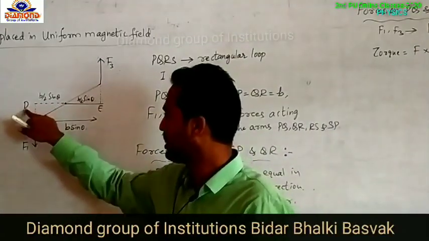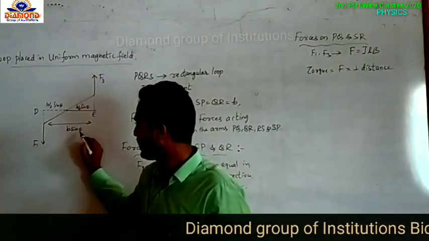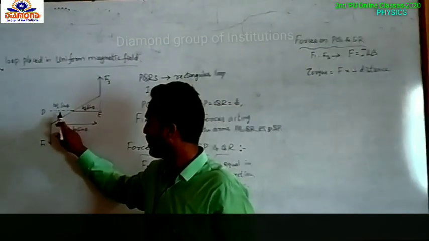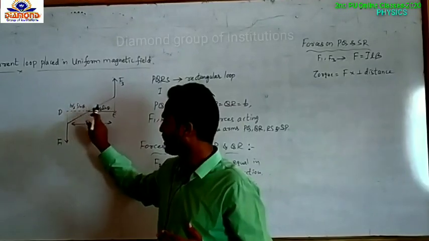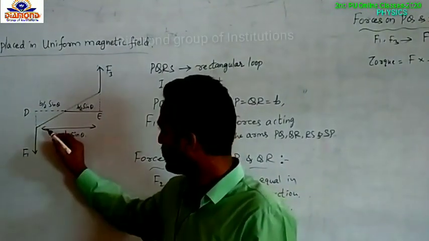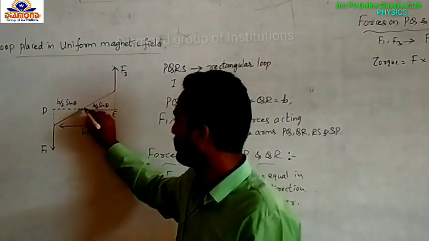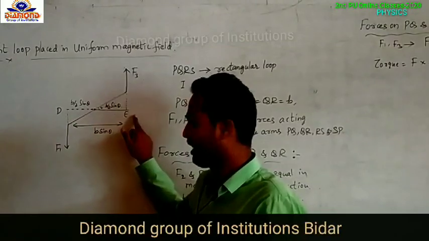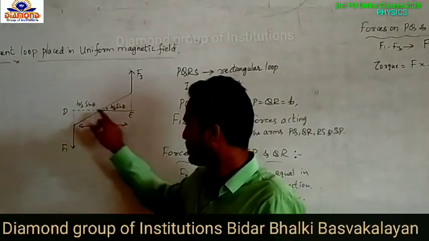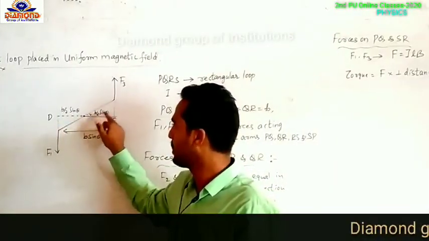So this DE has a component, B sin theta. Exactly at this point it is divided into two parts, that is B by 2 sin theta and B by 2 sin theta. Here F1 and F3 are the forces, and the angle here is theta. So we want the DE value. What is the perpendicular distance? DE value becomes B by 2 sin theta plus B by 2 sin theta.